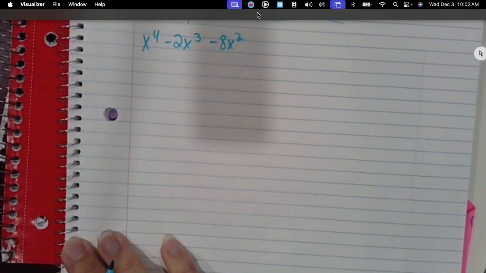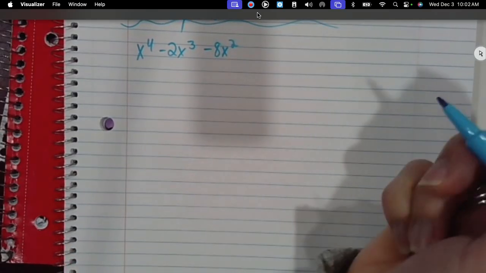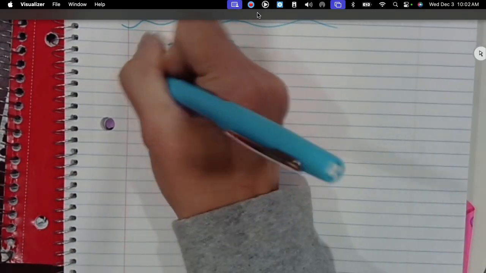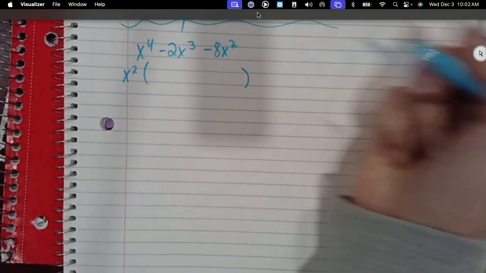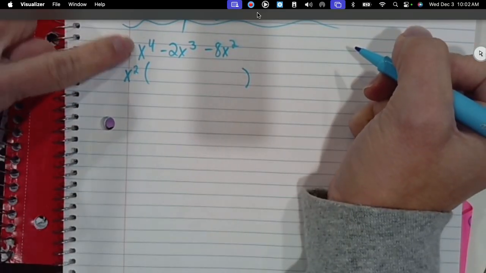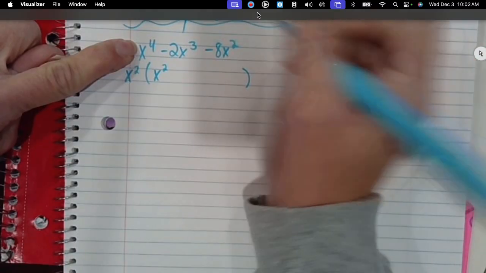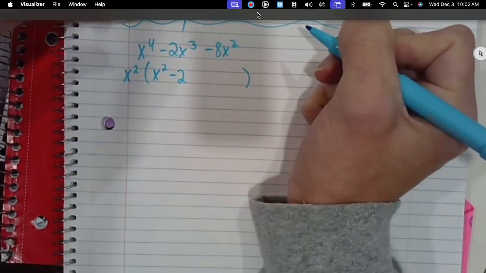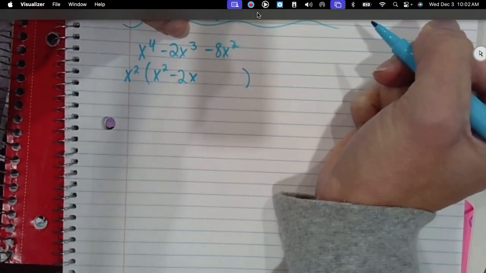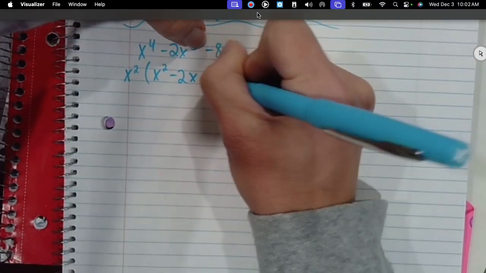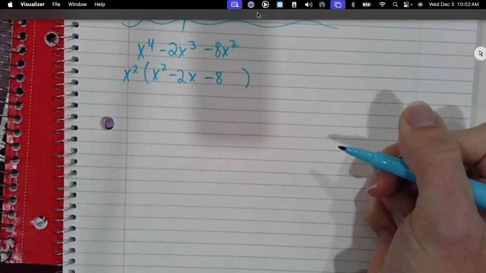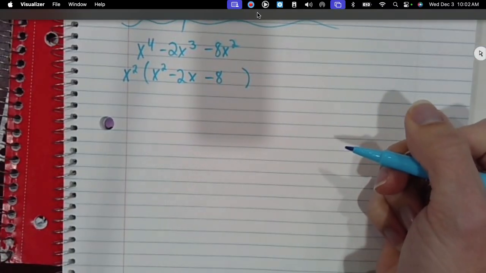Well, I can factor out 2 of them, right, Keenan? I had asked you this one yesterday too, so I'm picking on you. If I pull 2 of them out, how many are left here? 2. So it's x squared minus 2. How many are left here? Just 1. And then we have a minus 8. Is everybody good with that? I pulled out an x squared.